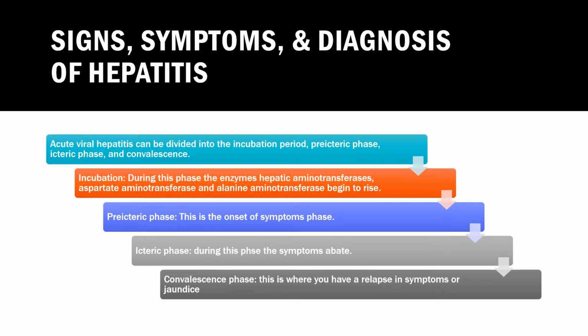You have incubation. During this phase, enzymes hepatic aminotransferase, aspartate aminotransferase, and alanine aminotransferase begin to rise. You have pre-icteric phase. This is the onset of symptoms phase. Icteric phase. During this phase, the symptoms abate. And convalescent phase. This is where you have a relapse in symptoms or jaundice.